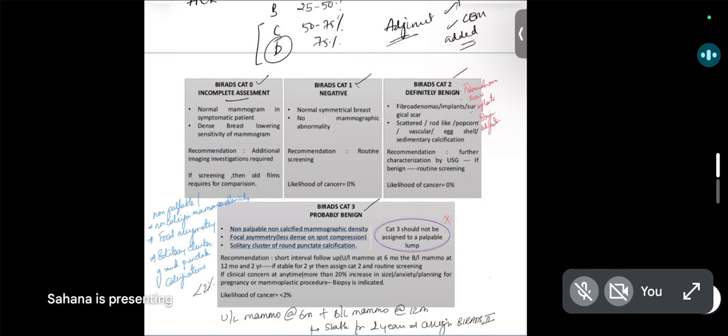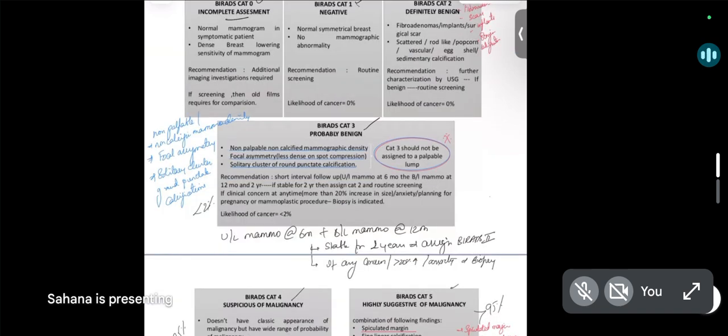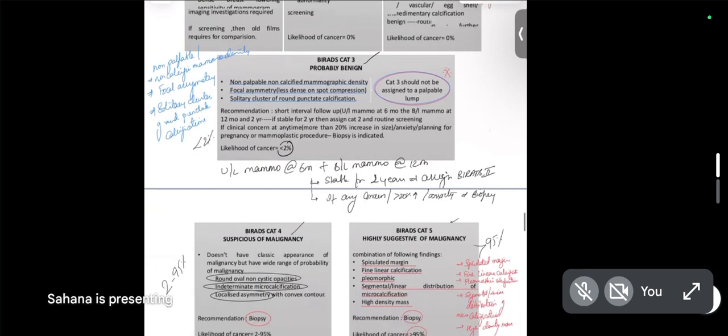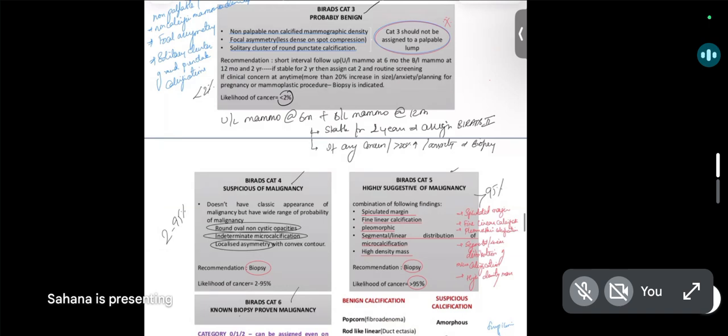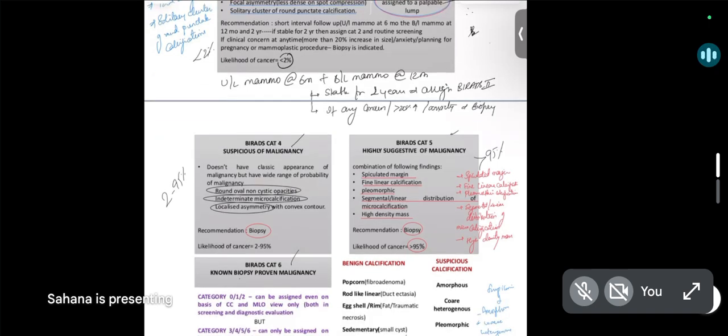Then category 2 is benign, where again there is no increased likelihood of cancer. In probably benign category 3, there is a risk of less than 2% of developing into malignancy. They say category 3 should not be assigned to a palpable lump. If it is clinically suspicious, then they would add an adjunct report telling that it is better to subject this patient to biopsy. So your clinical suspicion will take over the radiological reporting in wanting a biopsy. In category 4, it is 2 to 95%. Category 5 is more than 95%. Category 6 is a proven malignancy.